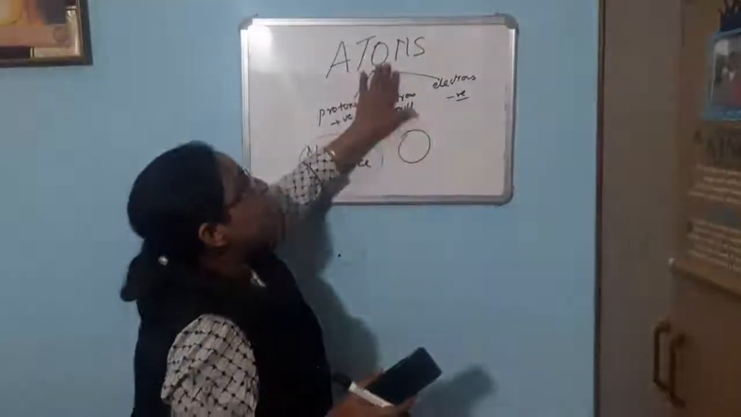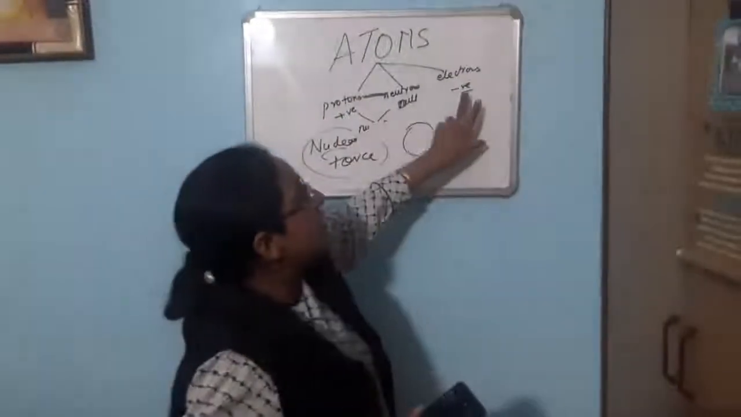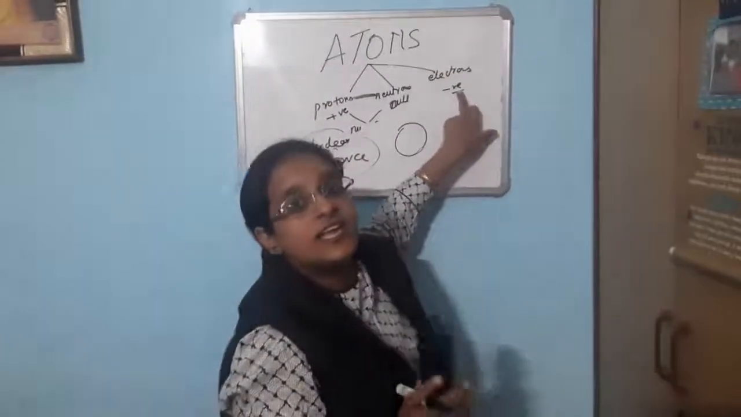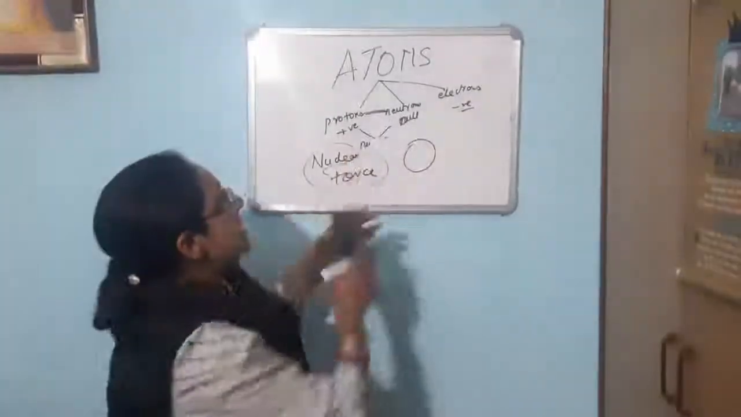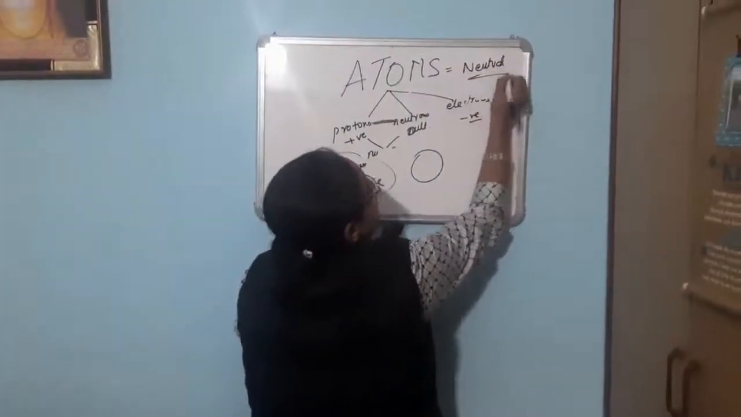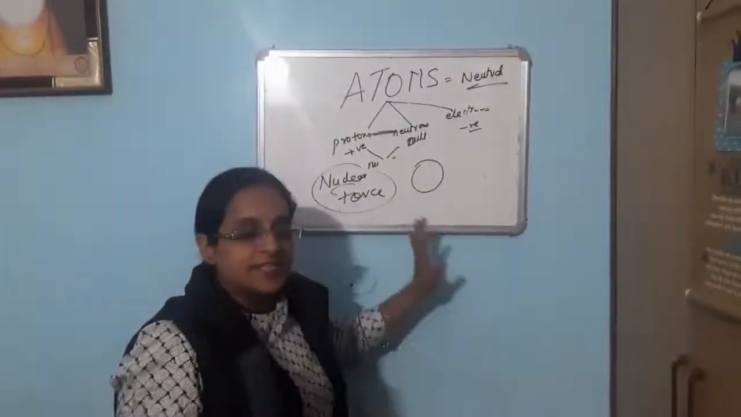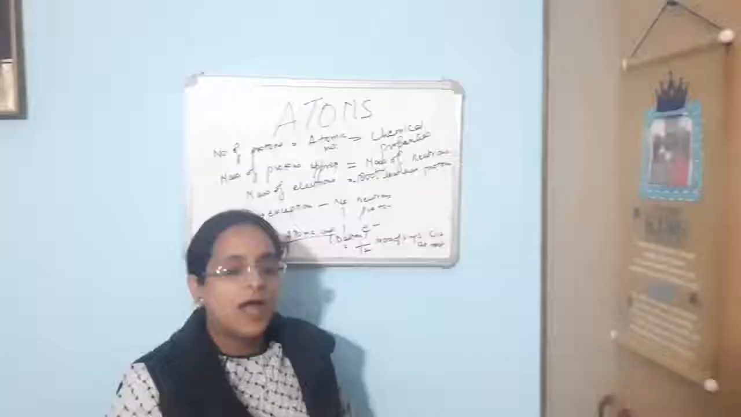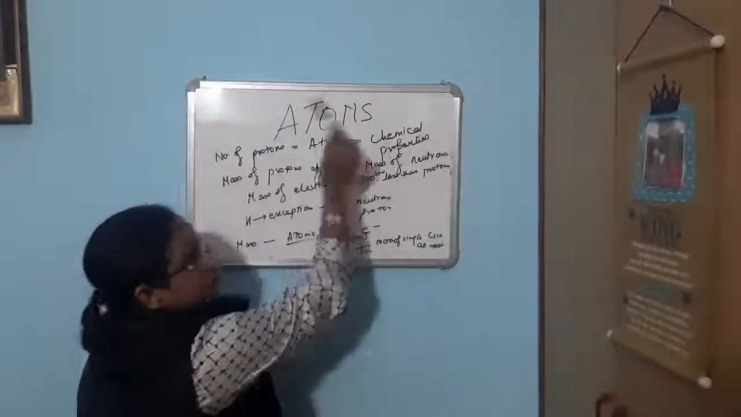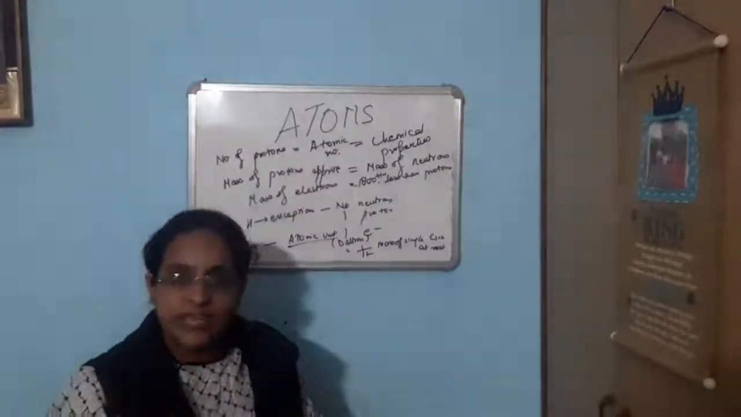Now in a neutral atom, the number of positive charges is always equal to the number of negative charges. That is, an atom is neutral. Why? Because the positive charge is equal to the negative charge. I told you that atoms are neutral because the number of protons is always equal to the number of electrons.